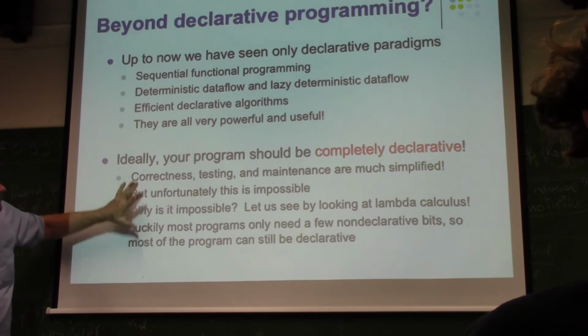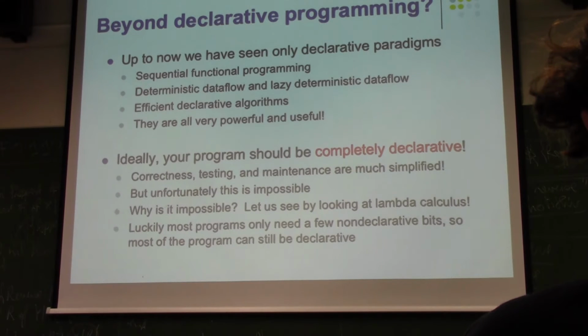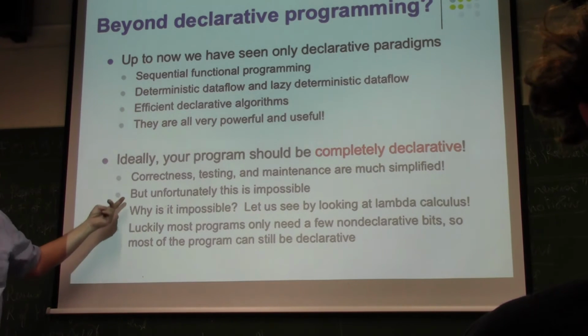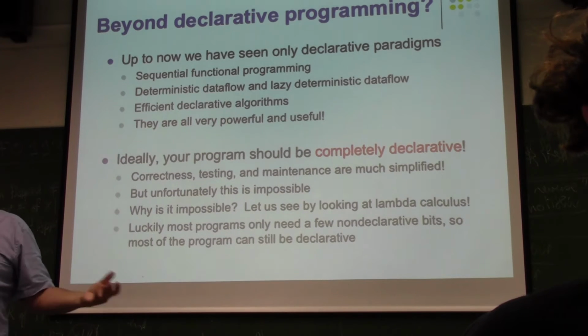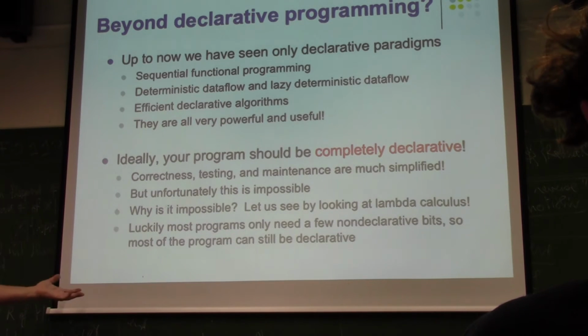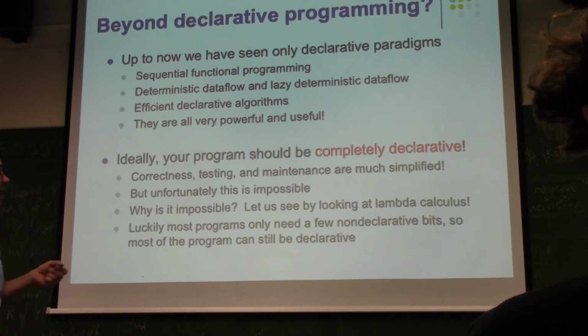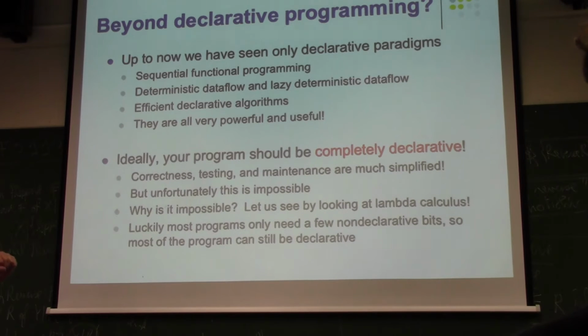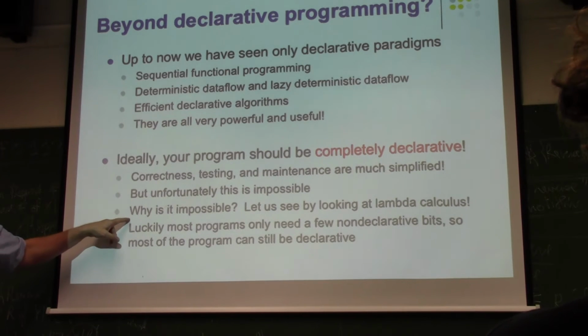But the point is, now, you can't really do everything. There's actually limits to declarative. You cannot write your whole program like that. And it's not because of any problem with declarative programming. It's because there's a fundamental thing there. So I'm going to show you why not, okay?